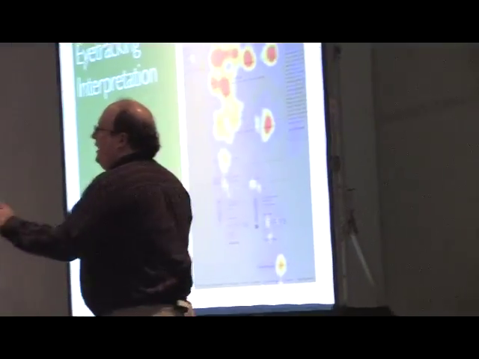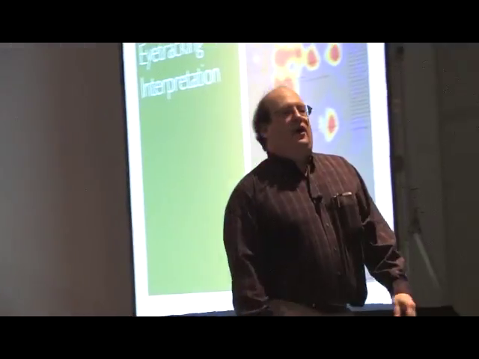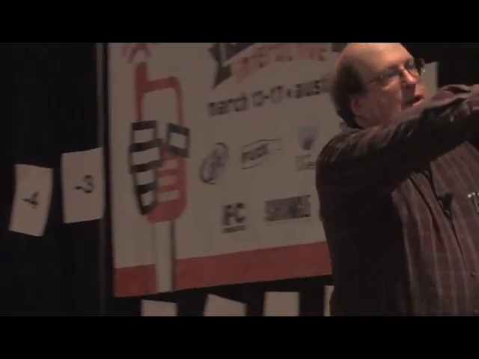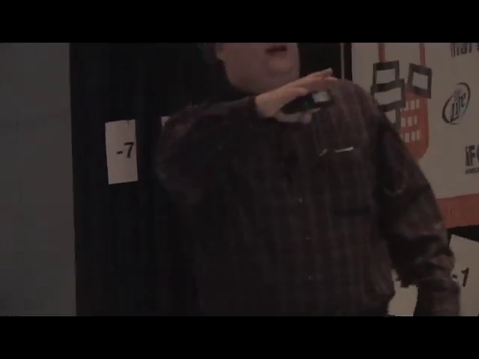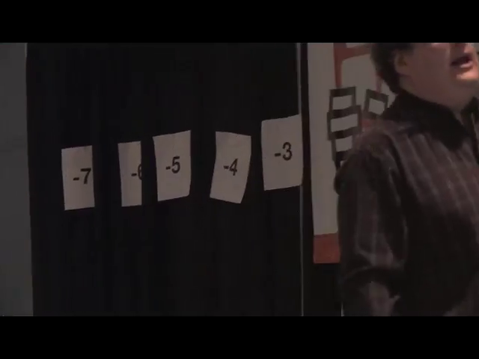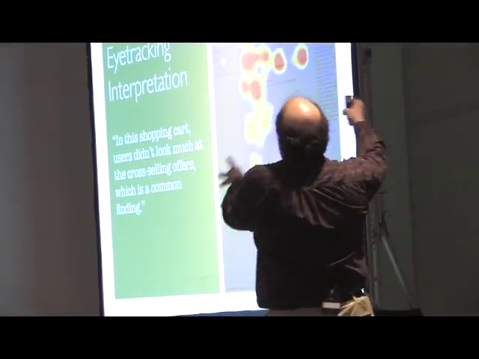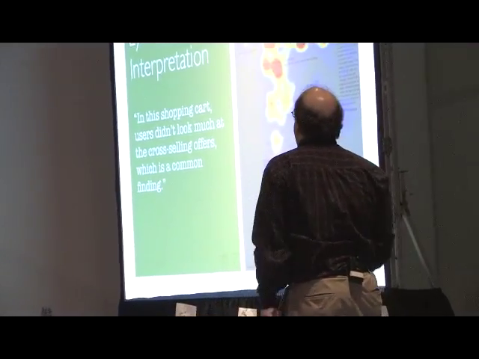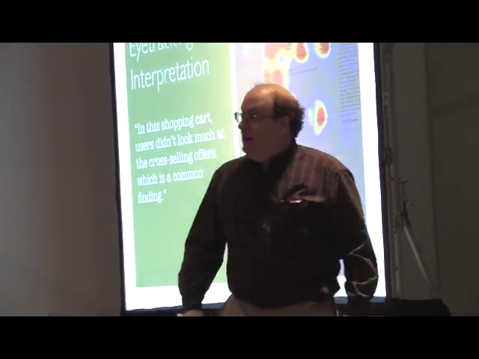Eye tracking measures how long a user gazes at something on the screen. There's this guy named Jakob Nielsen, he wrote a lot, and some of it's good. One of the things he put up is what he calls the F chart. This is shaped like an F. He says everything goes to F. He says, look at this. This is an e-commerce page. In this shopping cart, users didn't look much at cross-selling offers, which is a common finding. Okay. It's a common finding.